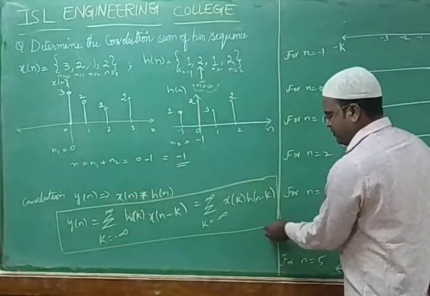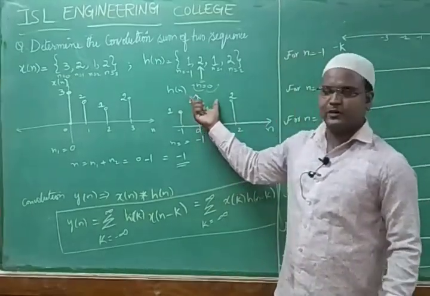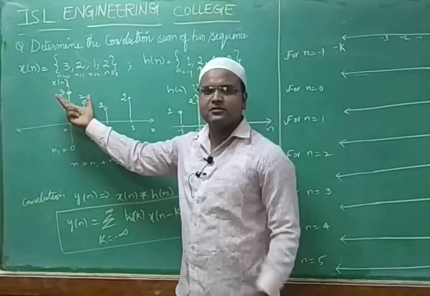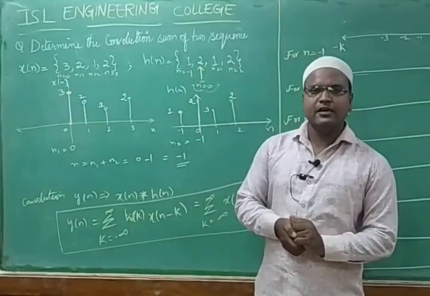After writing the formula, what is the next step? We need to fold this particular sequence, and for that we first write the k index values.